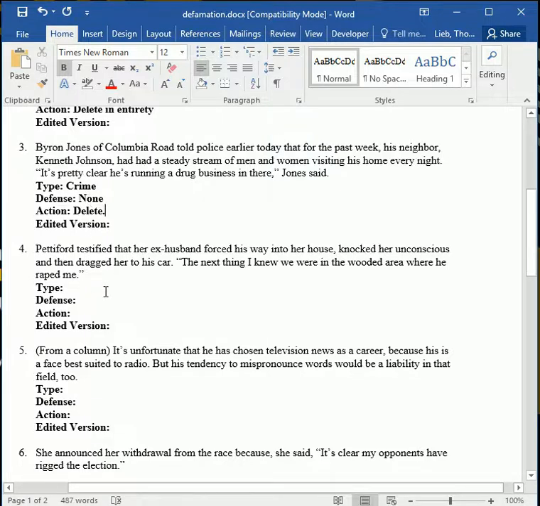Number 4, we see it's testimony taking place in a trial, and it's a strong, serious criminal charge here. So we're back to crime again. Because it's taking place in a trial, it's part of an official governmental proceeding, and so the defense is fair report. Therefore, we can use the entire thing, so publish as is in this one.